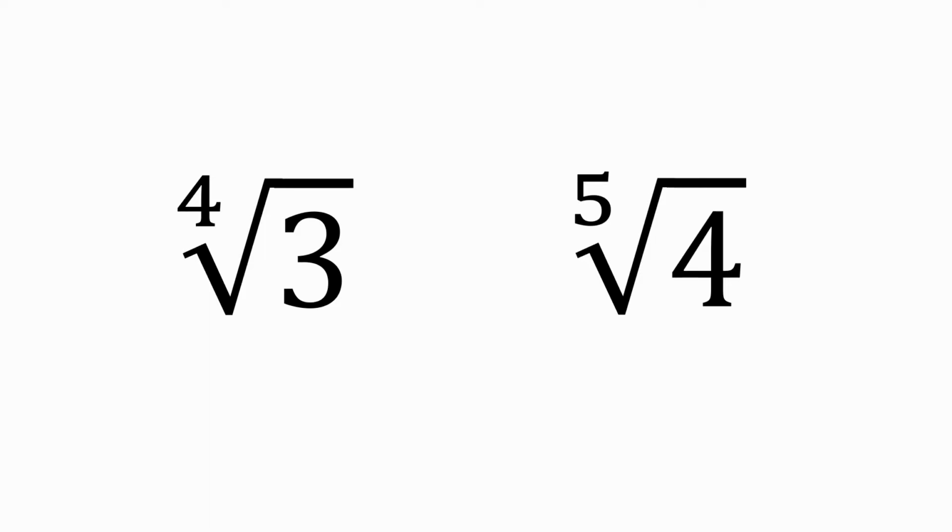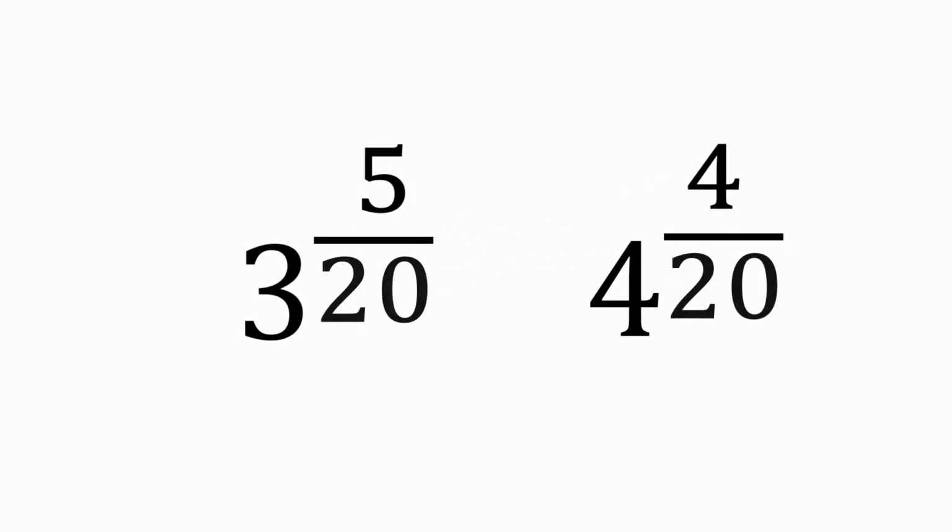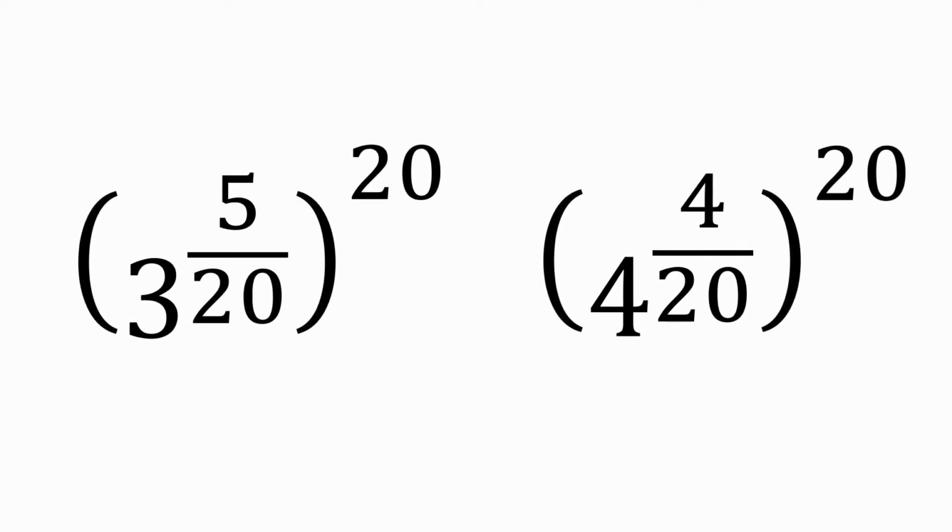The first thing we'll do is rewrite in exponential form. Next, we'll rewrite the fractional exponents using a common denominator, which in this case would be 20. Now let's raise both expressions to the 20th power. And since a power to a power requires that we multiply the powers, the 20s will cancel out. And that leaves us with this.